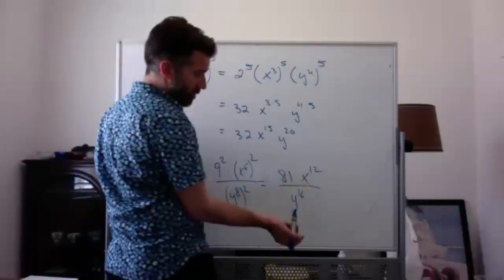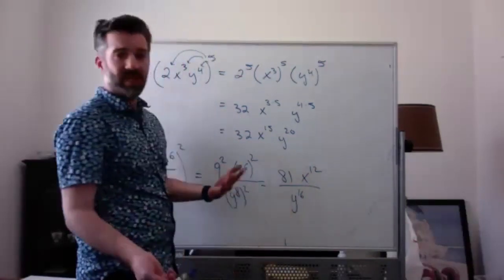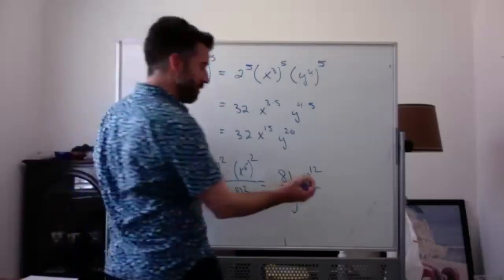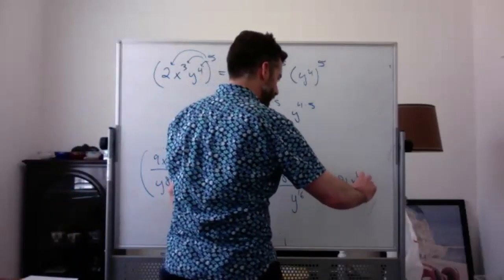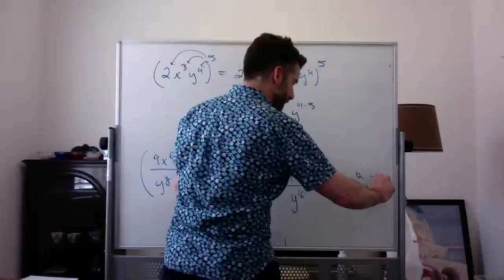And then depending on how you want to write the answer, you could leave it like this. Sometimes they want all positive powers. Sometimes they want everything in the numerator. You could also write it as 81 x to the 12th, y to the negative 16.